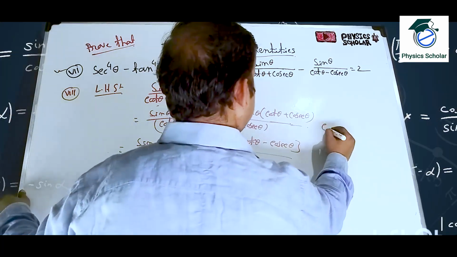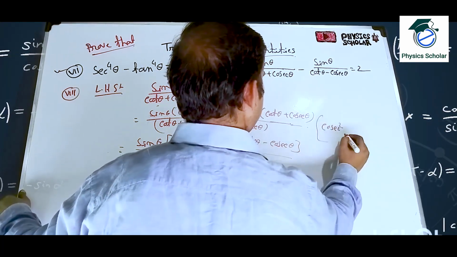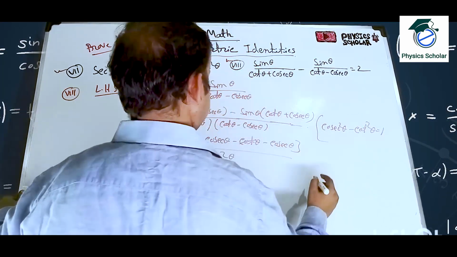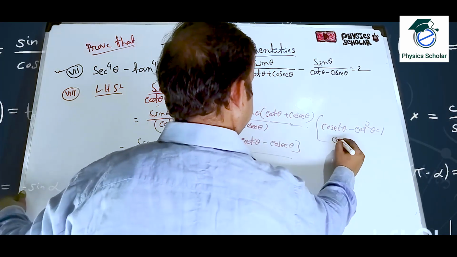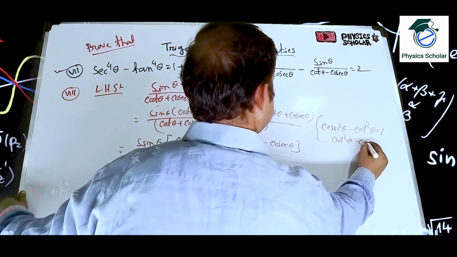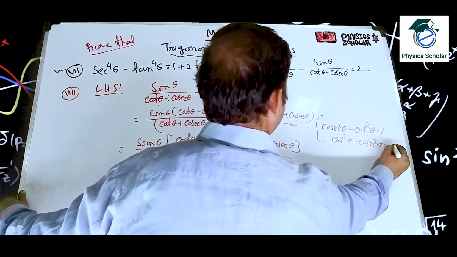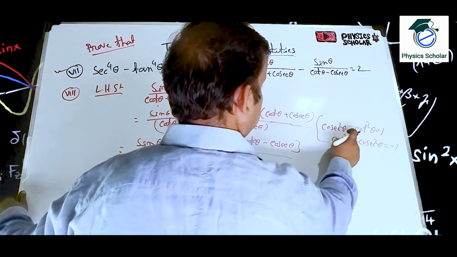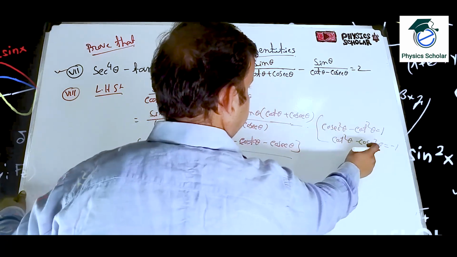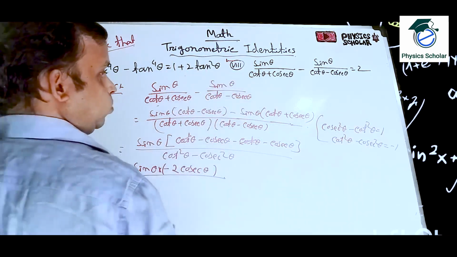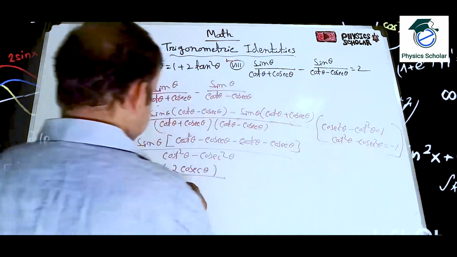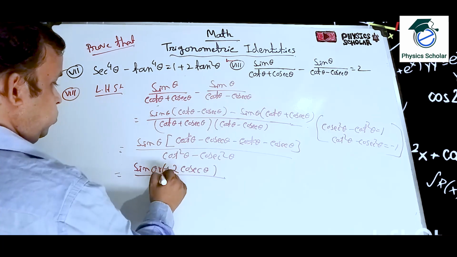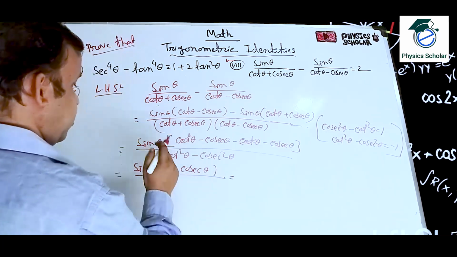what? What we know? Cosec square theta minus cot square theta is equal to 1. So cot square theta minus cosec square theta is equal to minus 1. We are multiplying both the sides with minus. So cot square theta it will be plus, cosec will be minus, and 1 will be minus. So cot square theta minus cosec square theta is equal to minus 1. So instead of this, what you can write? Minus 1. So this will be cancelled. Clear?